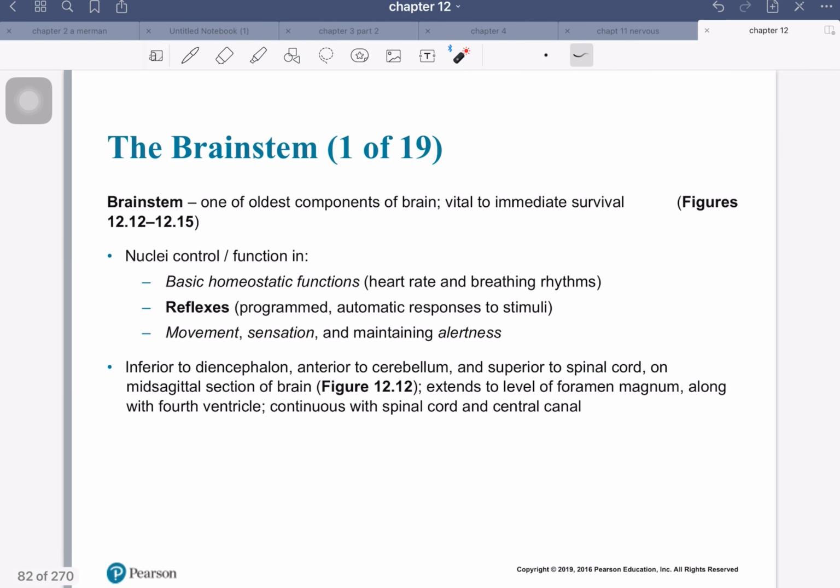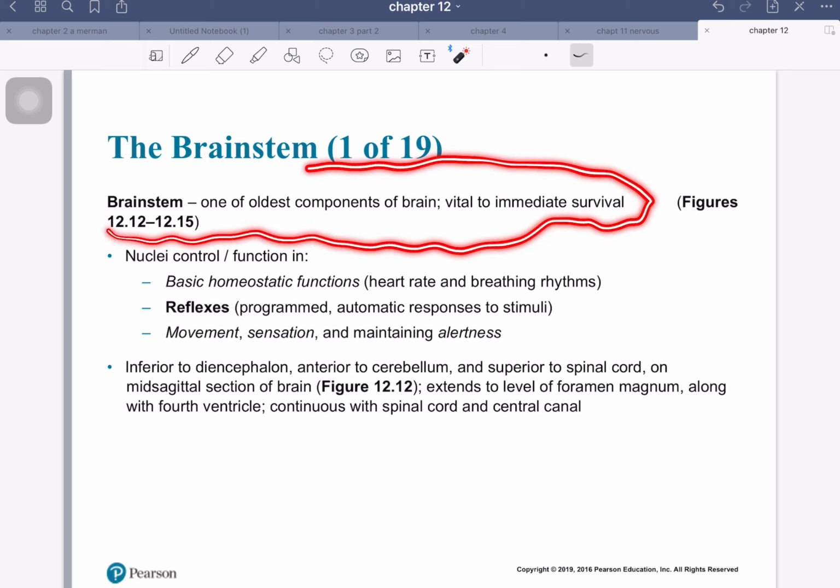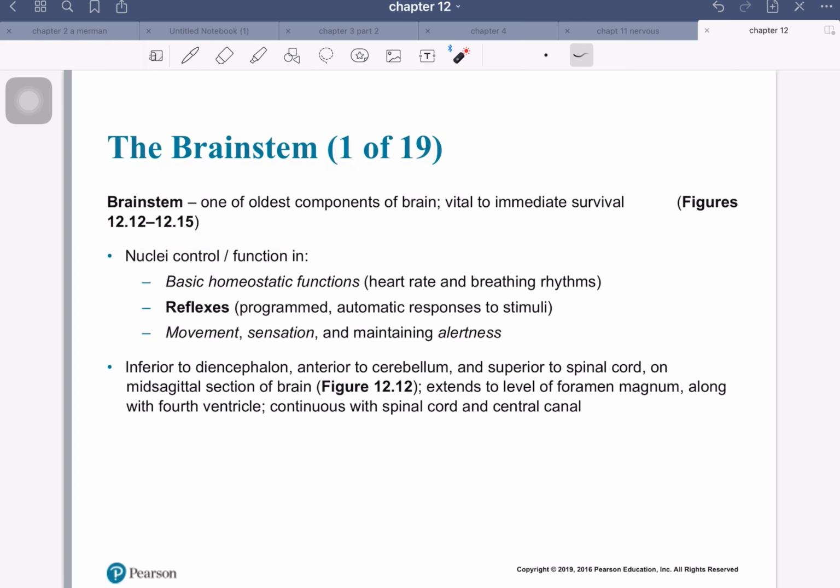Let's back up to the first slide now that we have that overview. Really, the brainstem is one of the oldest parts of the brain, and it's absolutely required for your survival. Damage to the brainstem is extremely serious because it does basic homeostatic functions: heart rate, breathing rhythms, vasodilation, vasomotion, what we call dilation and constriction. Many reflexes have their roots here. Movement, sensation, maintaining alertness, all is here. And of course, we saw where it is.